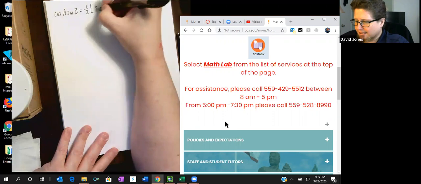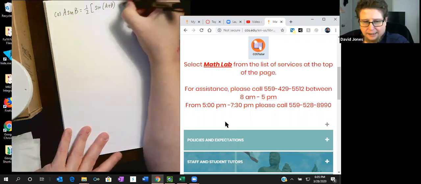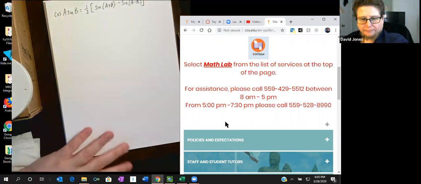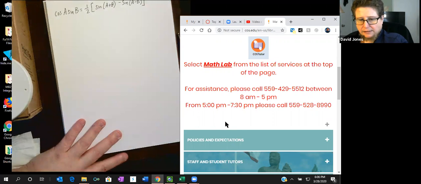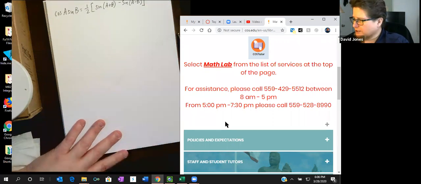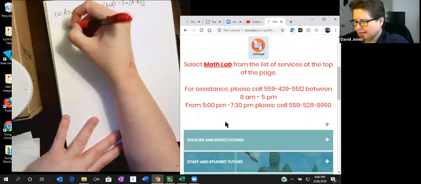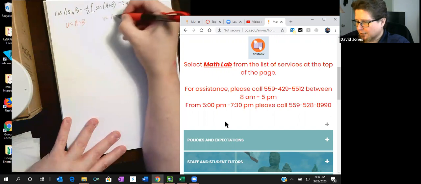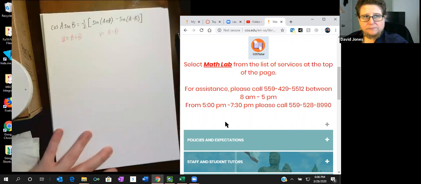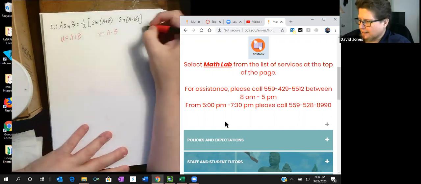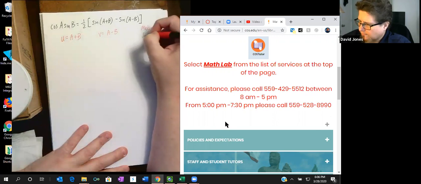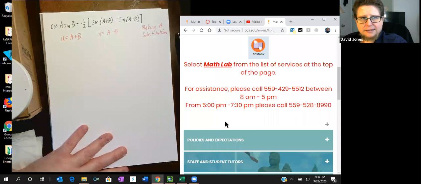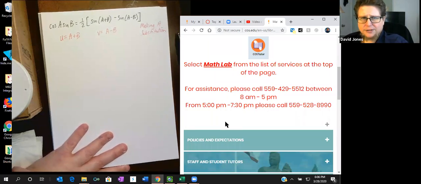And that was 1/2 sine of A plus B minus sine of A minus B. And I'm going to do a couple things. I'm going to say the letter U is A plus B. And the letter V is A minus B. These are called making a substitution. It's a useful skill to start developing. You will do a lot of substitutions in calculus, a lot. In fact, oftentimes they help you in algebra and all sorts of stuff.